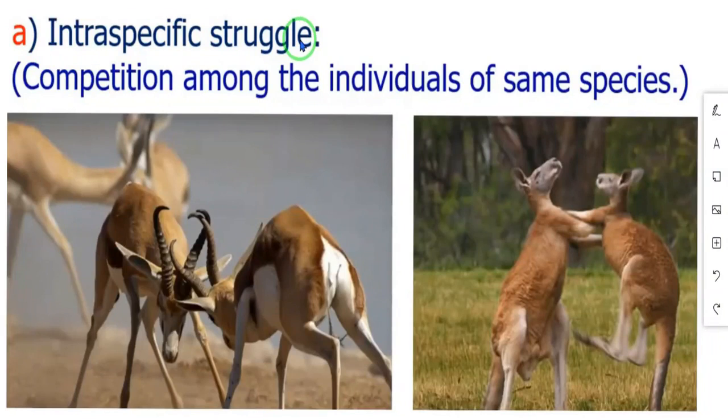Intraspecific struggle means competition among the individuals of the same species. Here deer, so both the deer belong to the same species. Here also kangaroos belong to the same species. So both the kangaroos are fighting for food or something. So competition among the individuals of the same species is known as intraspecific struggle.